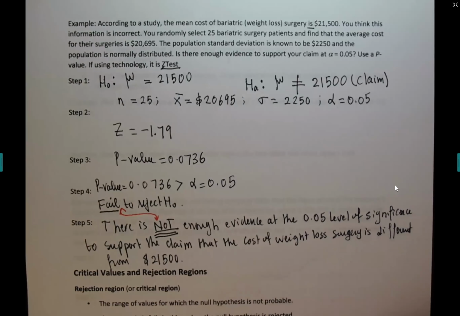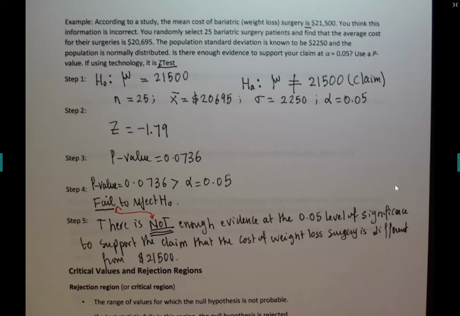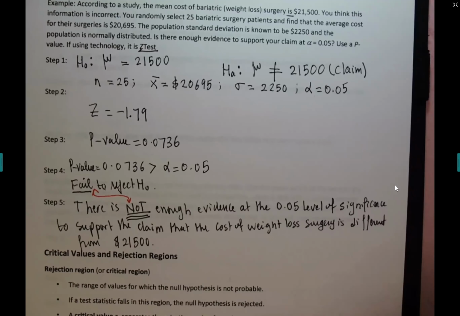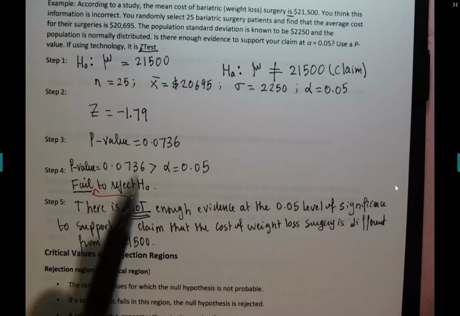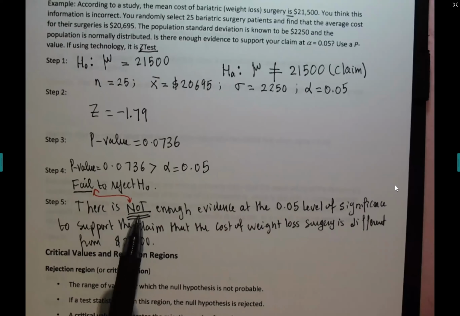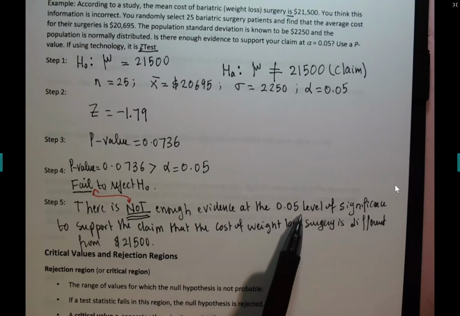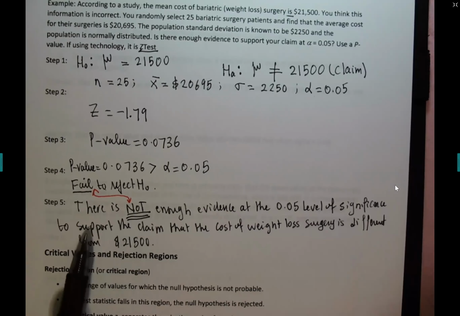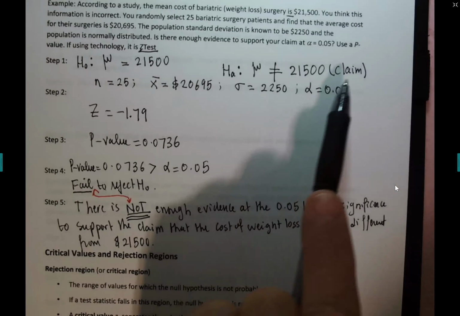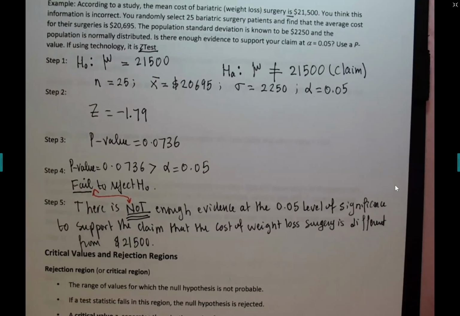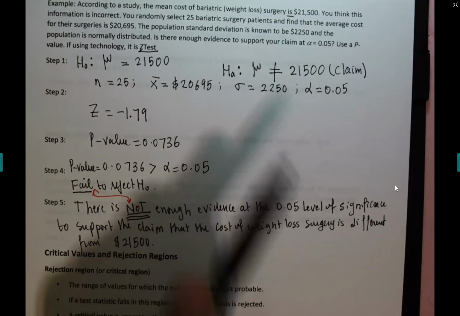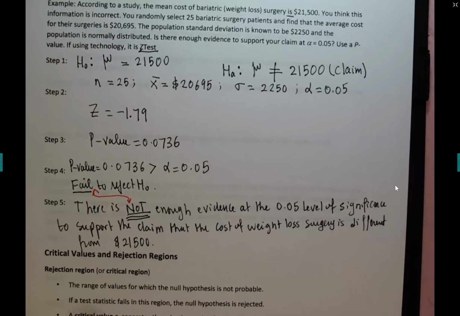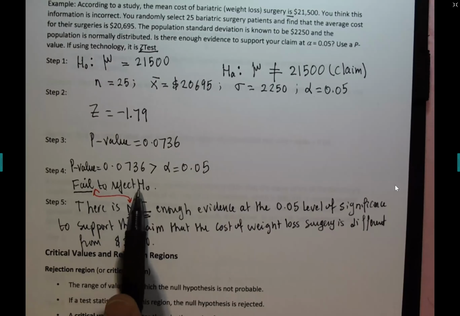That's how you state the conclusion, guys. So again, you fail to reject H0, you put there is not enough evidence at the 0.05 level of significance. We use the word support when the claim is in HA, so we're saying we cannot support the claim. That means HA is probably wrong, it's not true, and H0 is probably the good one here. We usually try to go against H0, but we failed here. How do you fail? Because we failed to reject H0.